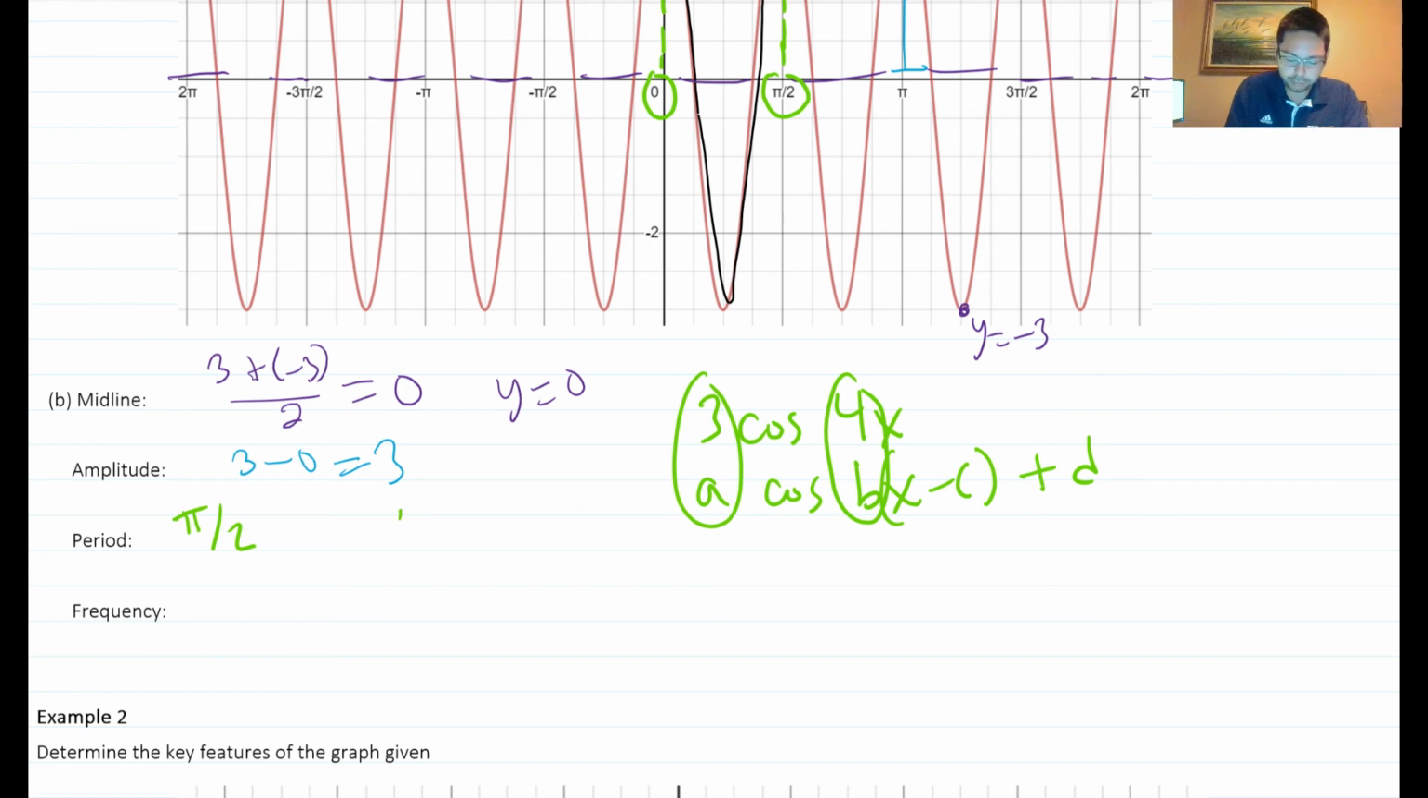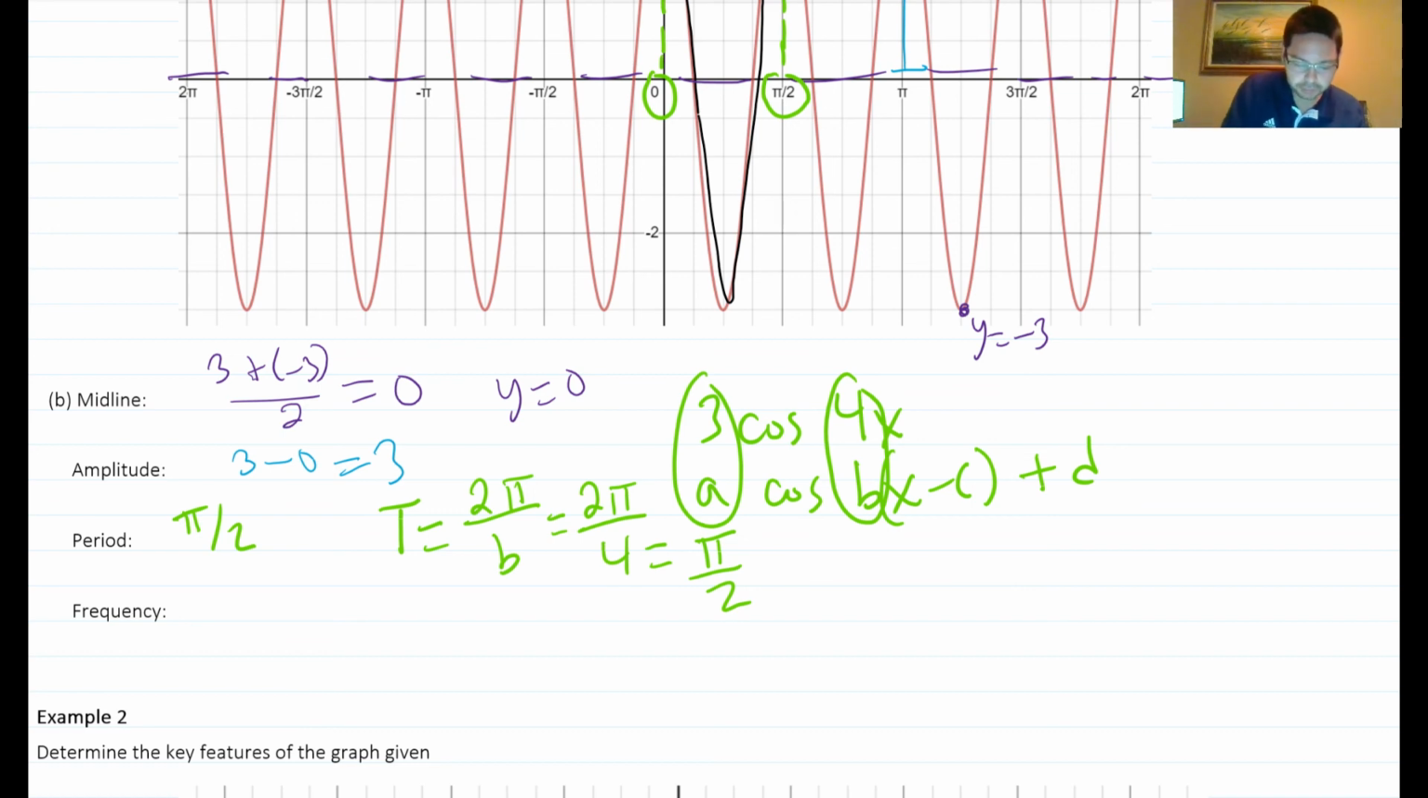So that means my formula for period, remember, was 2 pi over b. But we know b is 4, so we have 2 pi over 4. And 2 pi over 4 is the same thing as pi over 2. So there's my period. There's another way of doing it. I'm showing you 2 ways of doing it.